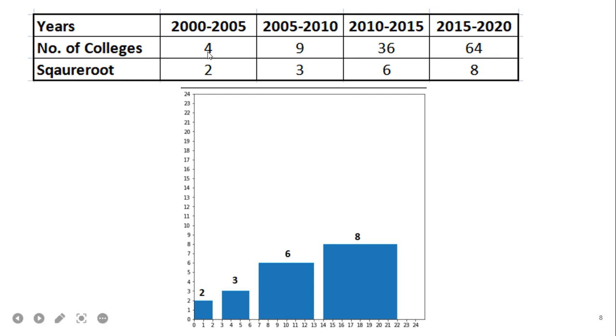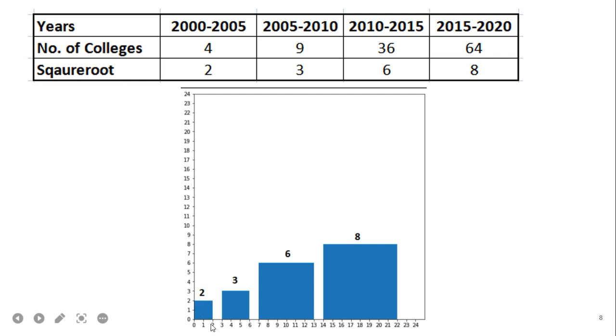Now here we take the square root of these numbers, that is square root of 4 is 2, of 9 is 3, of 36 is 6 and of 64 is 8 respectively. Now in square diagram we represent by the square. Now here the first square is nothing but 2 into 2, 4, that is area is 4.